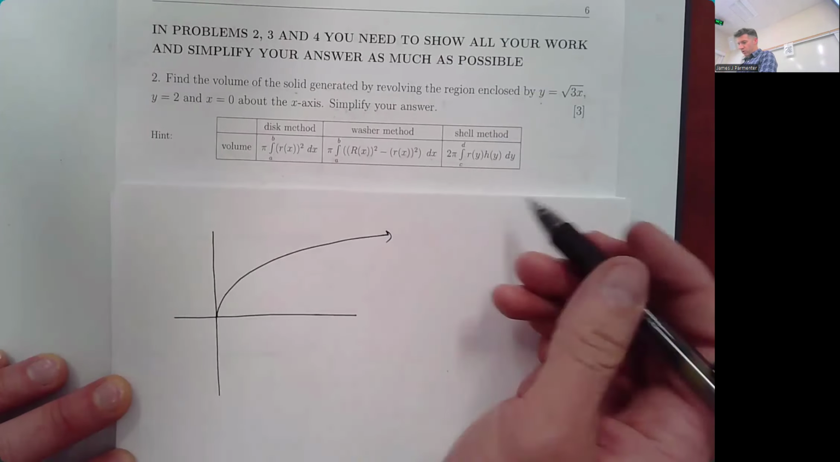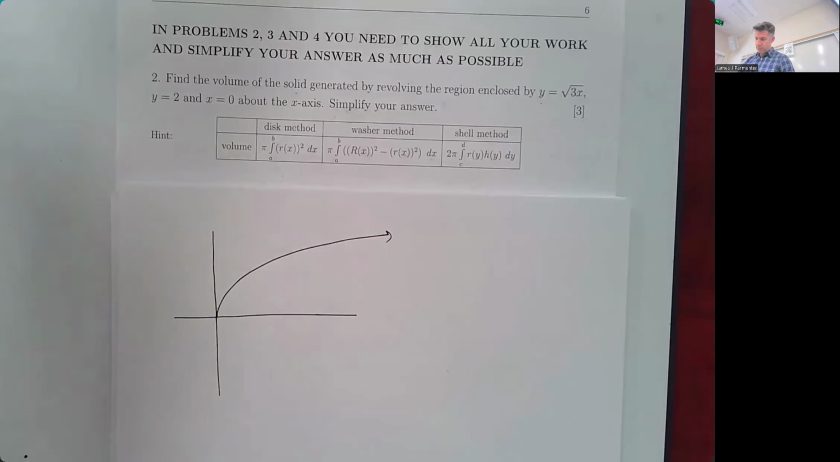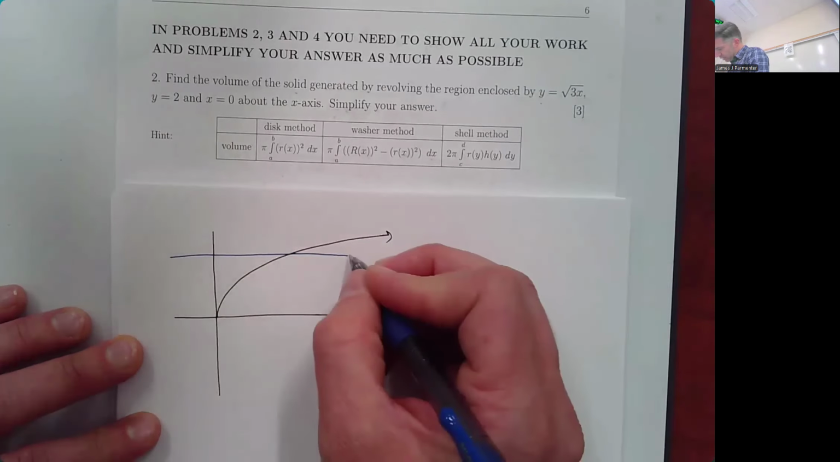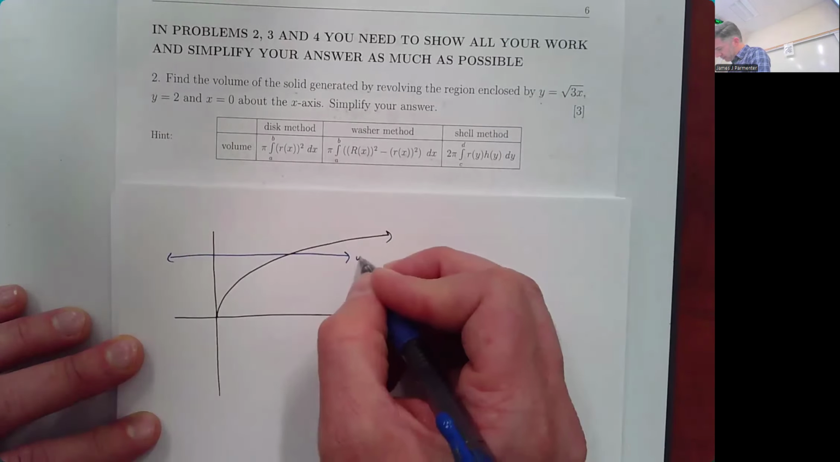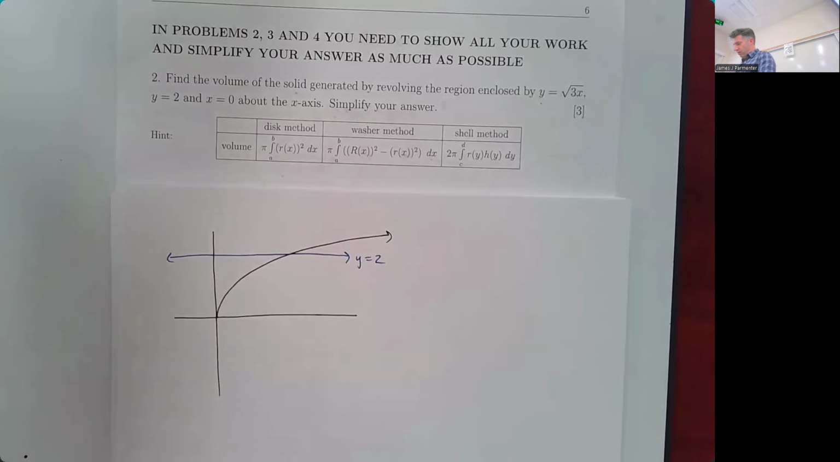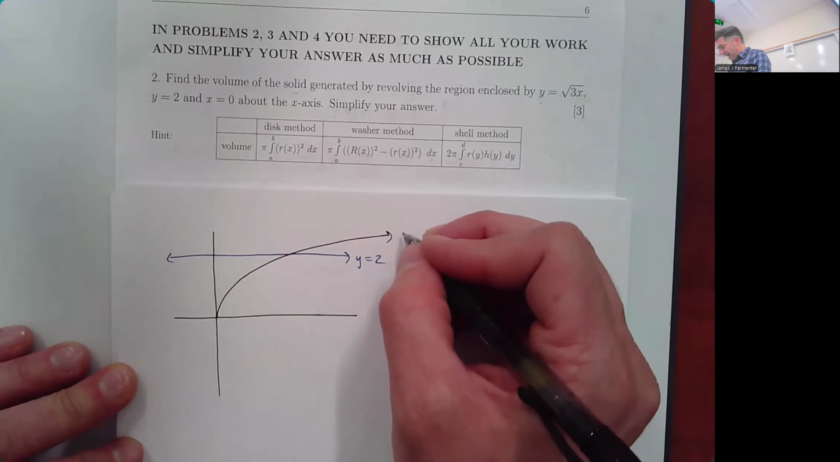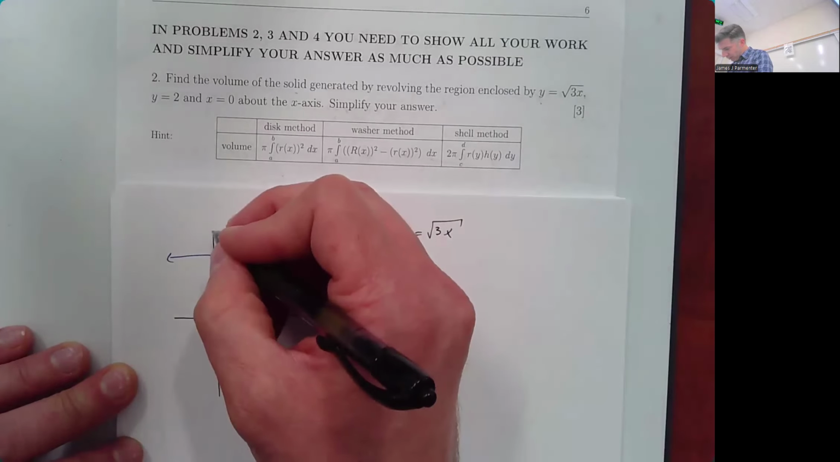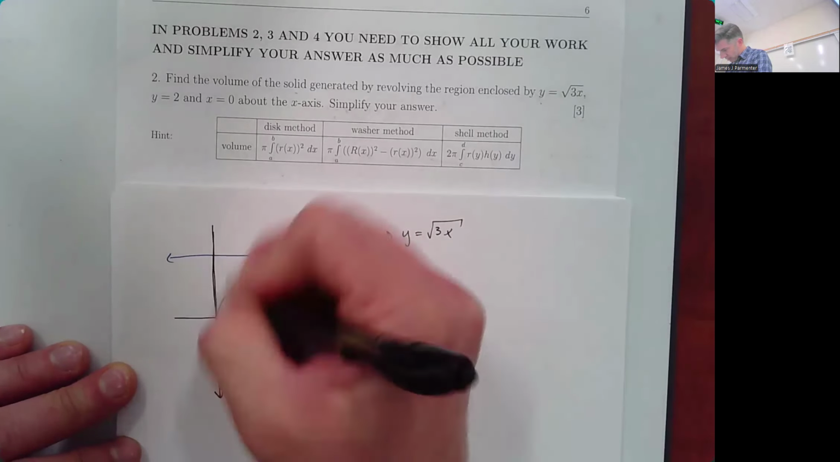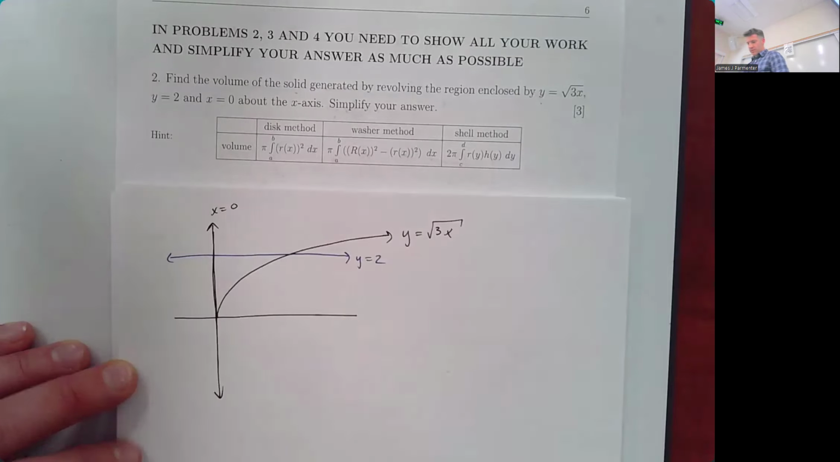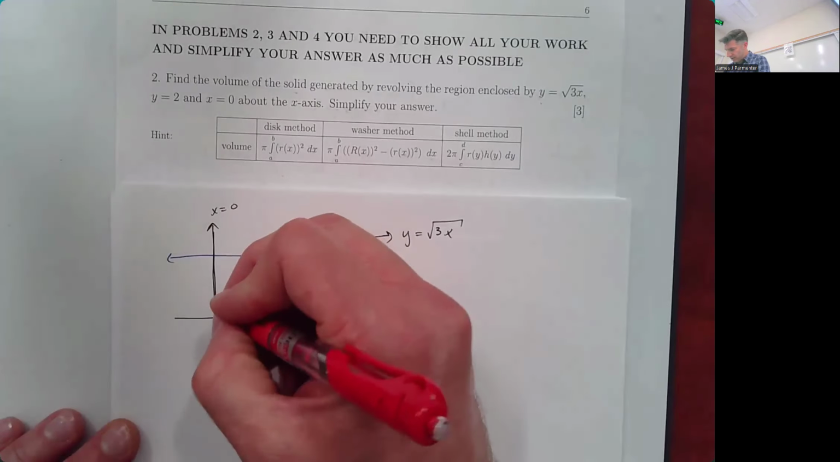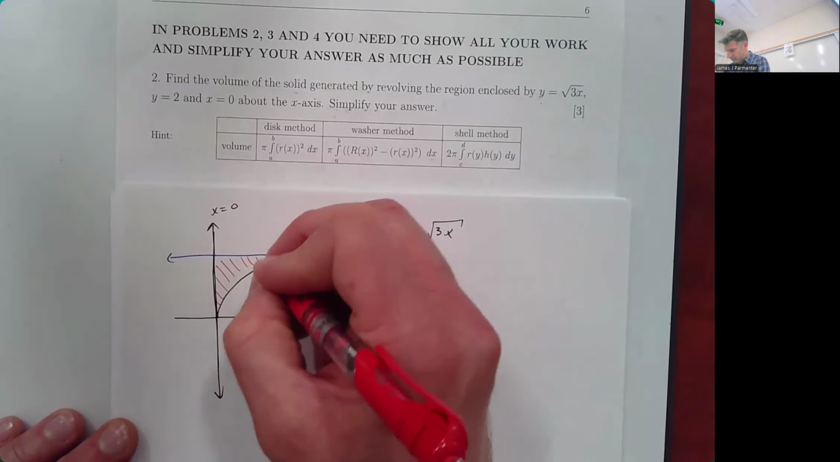I've got y equal to 2, which is a horizontal line. Okay, we can say that's horizontal. And we've got x equal to 0, which is the vertical y-axis. Be careful. People tend to mess that up. So over here, there's my x equal to 0. The region we're looking at should be bordered by all of these things. So it's got to be this little section right here.